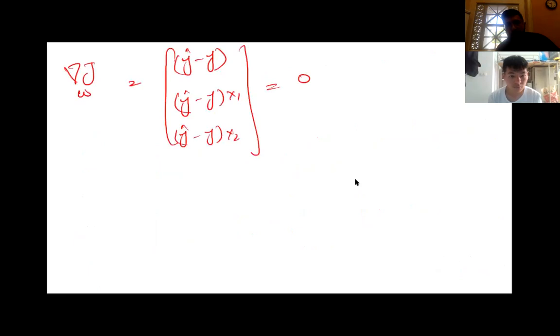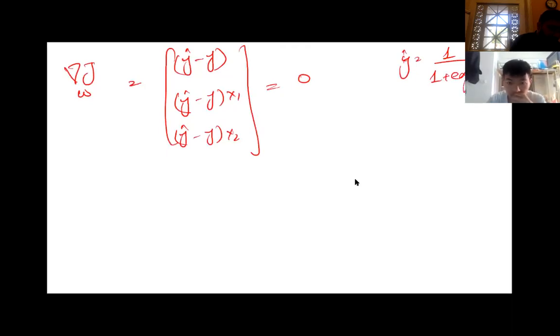Do you think it's straightforward? Can we find the solution directly? Remember, y hat is 1 divided by 1 plus exponent of minus (w0 plus w1 x1 plus w2 x2). So we have three nonlinear equations, and we have to find the solution of a set of three nonlinear equations. Do we have a closed form solution for it, like we did in the case of linear regression? Well, the answer is no.